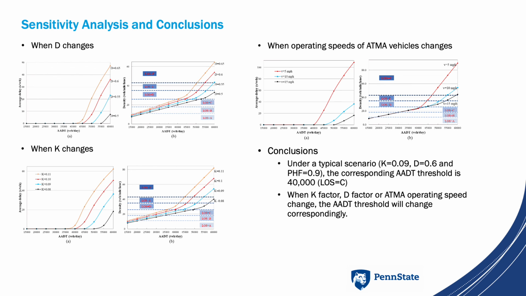We also perform the sensitivity analysis to see how it changes when the K factor, D factor, and the operating speed of ATMA change. We can find that the AADT threshold will change correspondingly.